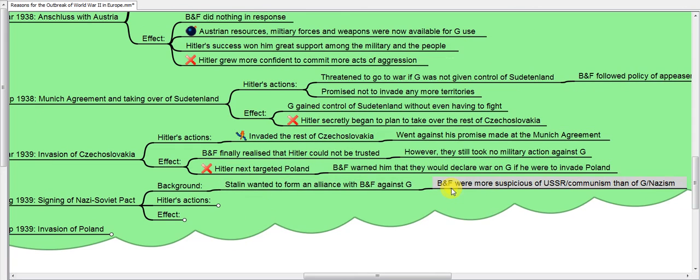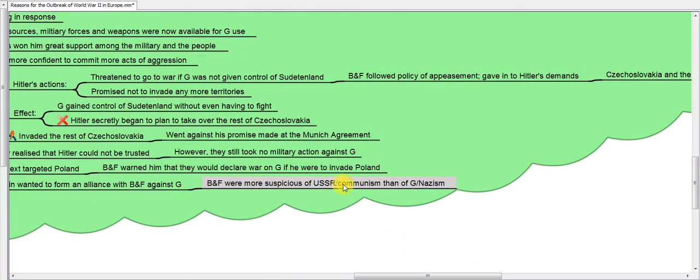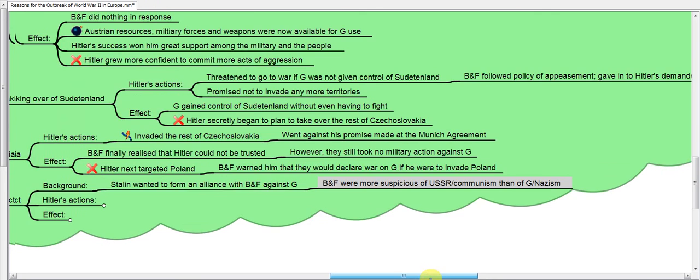However, Britain and France were more suspicious of communism and the USSR than they were of Germany and Nazism. What does this mean?